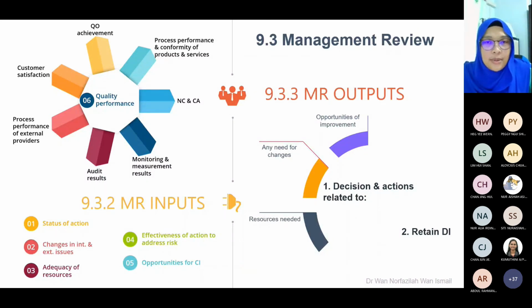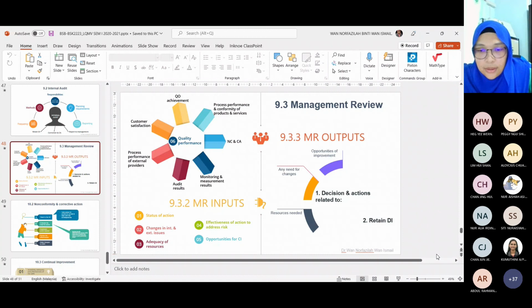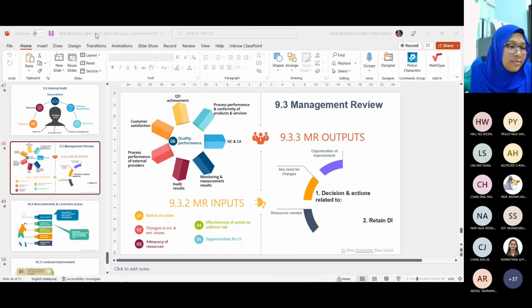Lama sangat dah saya bercakap seorang. Kang ada yang tidur? Ke ada yang tengah makan? Okay, unmute your microphone and share with us what are the possible documented information from management review that you can retain. Anyone? Ada yang left dah?